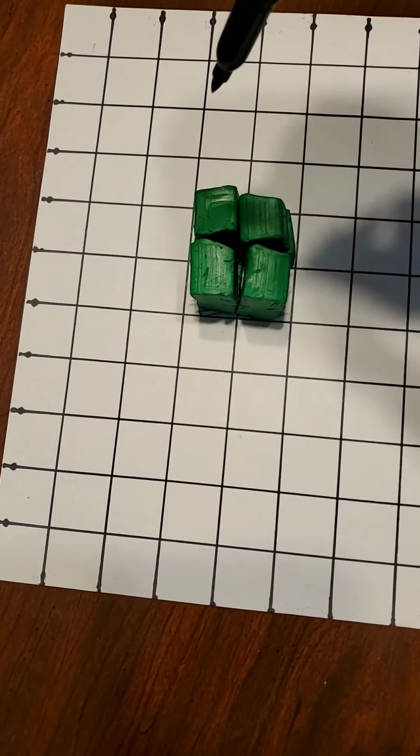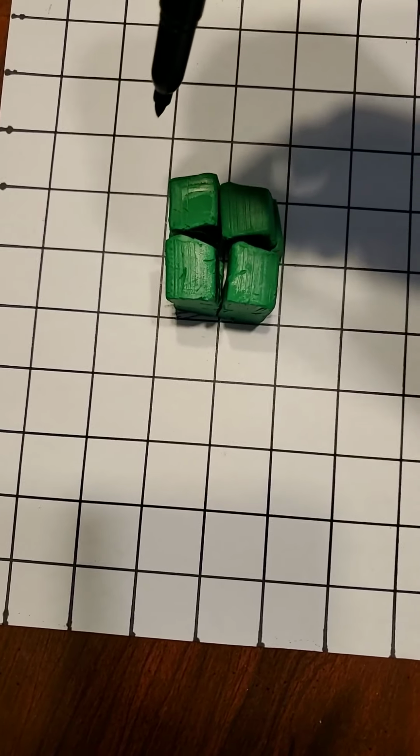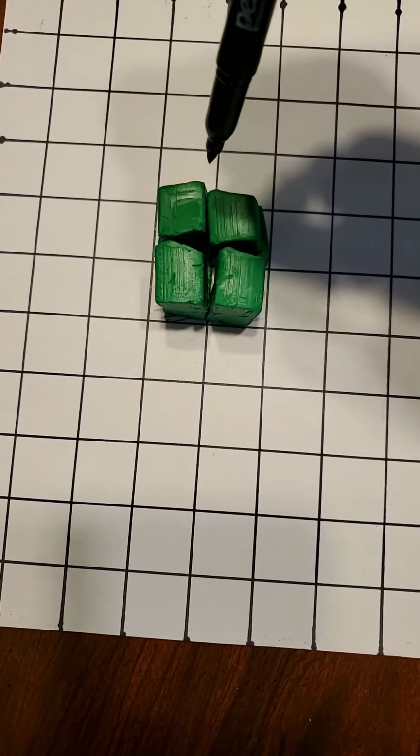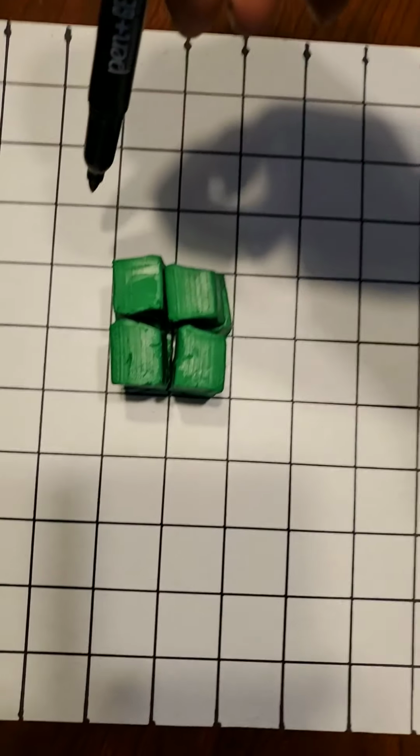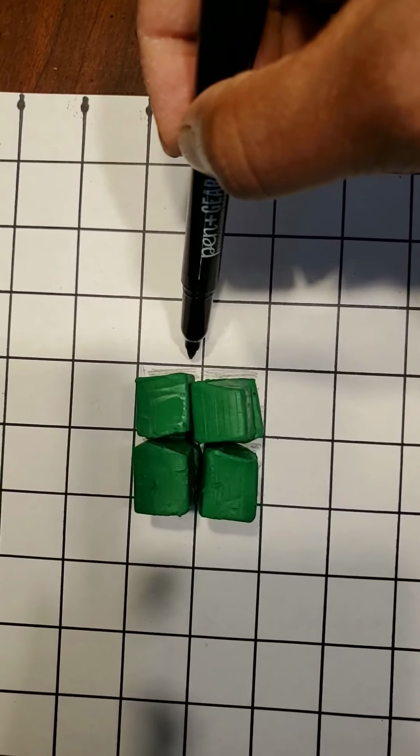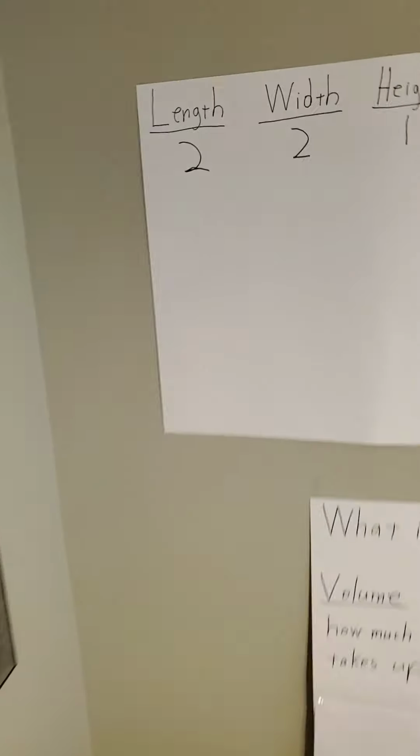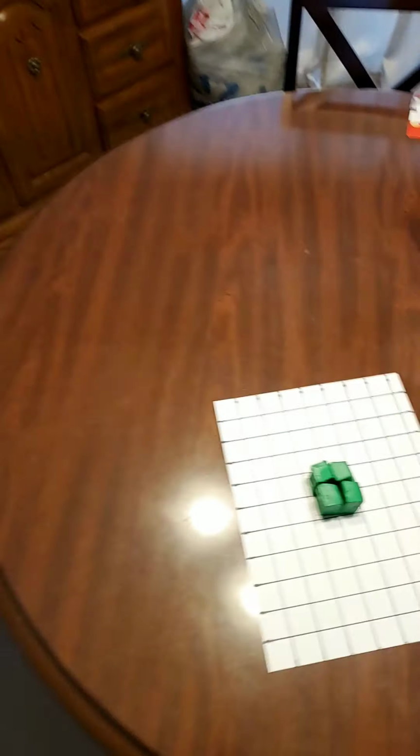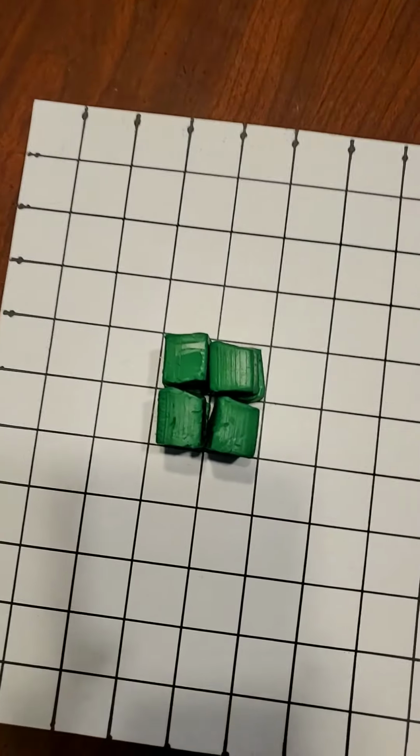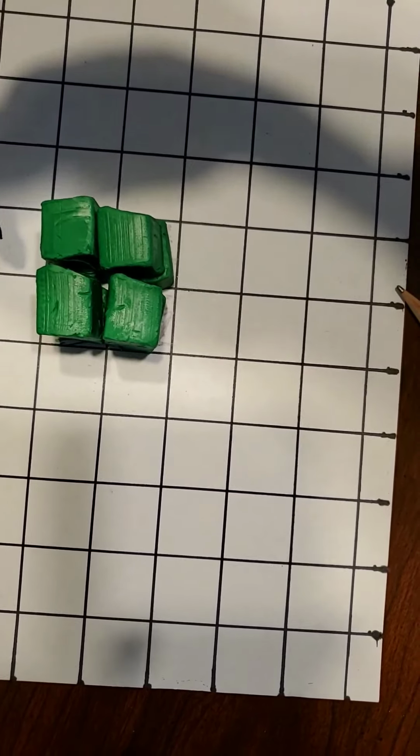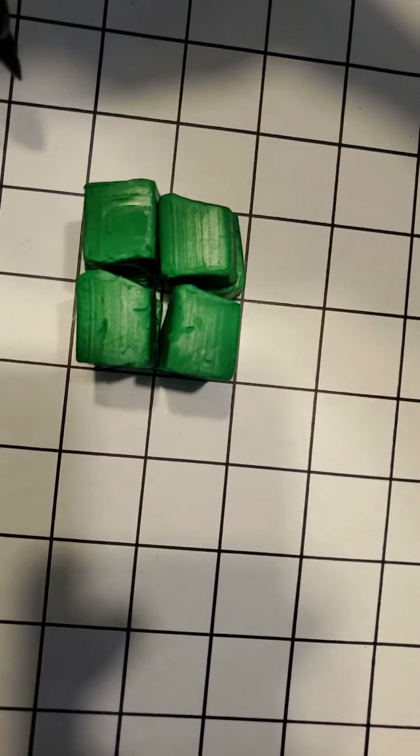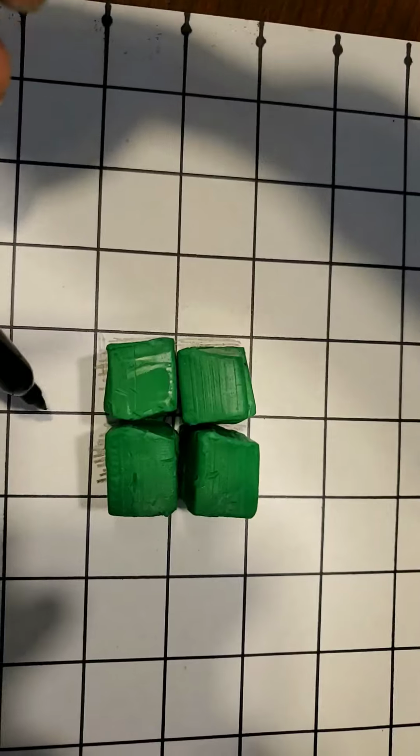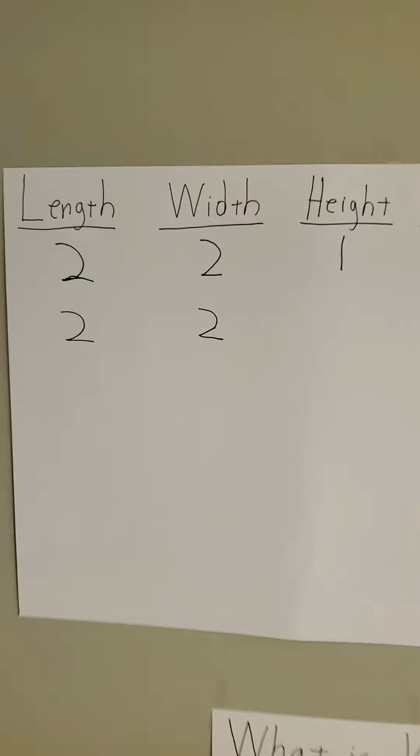So let's look at our length. This is our length from here to here. We said each cube on all sides is about 1 inch. So this would be 1 inch, 2 inches. So it's 2 inches long. Let's look at our width. How wide is our house? From here to here is 1 inch, 2 inches. So let's go ahead and write 2. It's 2 inches wide.